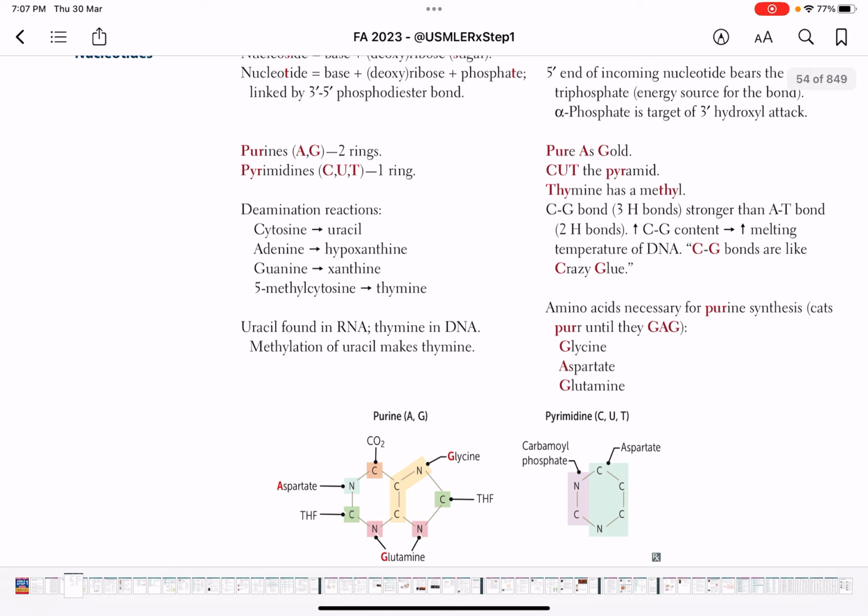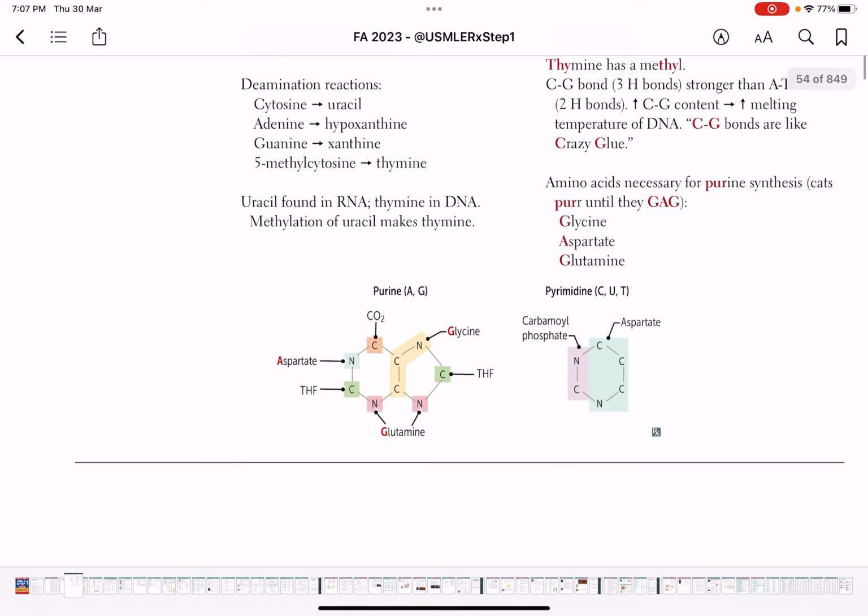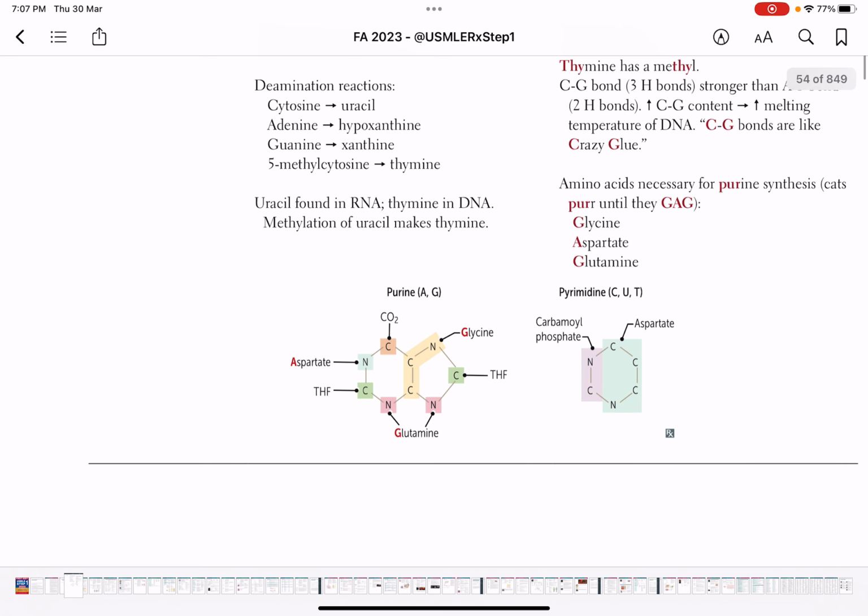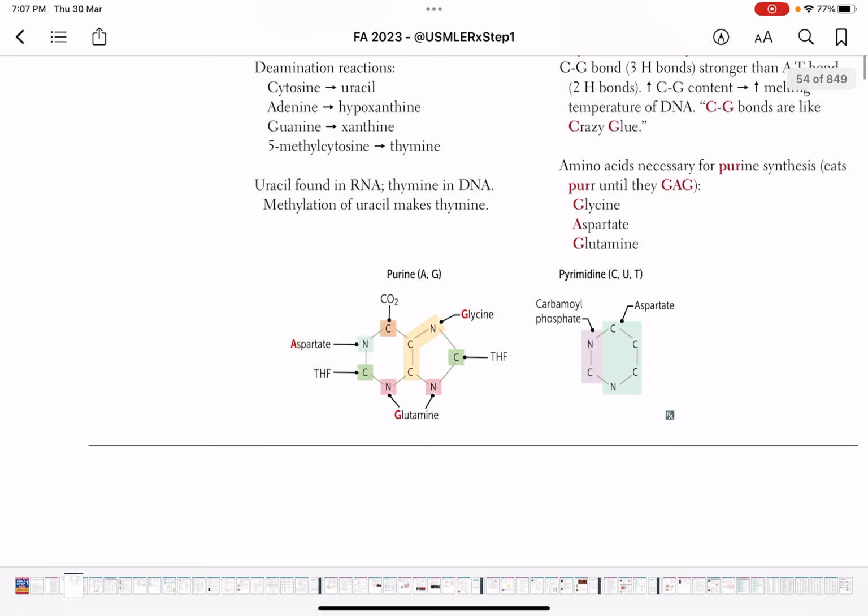CG bonds are like crazy glue. Amino acids necessary for purine synthesis: cats purr until they gag. GAG stands for glycine, aspartate, and glutamine. And now they've shown the structure of purine and pyrimidine, which is not that important obviously, but remember that pyrimidine contains carbamoyl phosphate and aspartate, whereas purine contains aspartate, glycine, and glutamine.